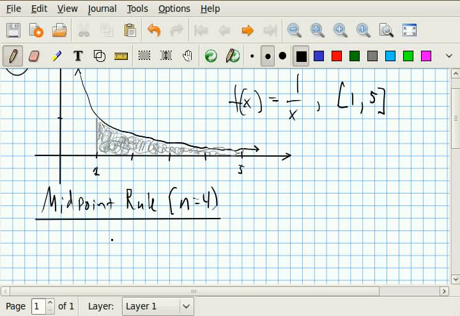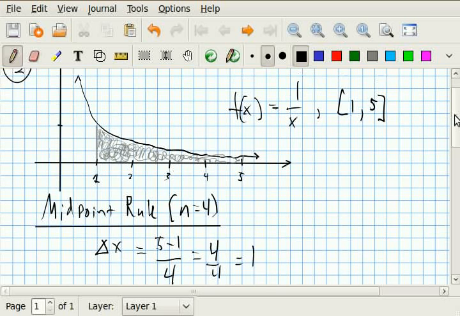So with the midpoint rule, the first thing you do is you find this thing called delta x, which is the right endpoint minus the left, so 5 minus 1, divided by the number of rectangles you're going to use. If we're going to use 4, then we take 5 minus 1 over 4, which is 4 over 4, which is 1. So we're going to use 4 rectangles, each of which is going to have a width of 1. Our first rectangle will go from 1 to 2, the second from 2 to 3, the third from 3 to 4, and the last one from 4 to 5.